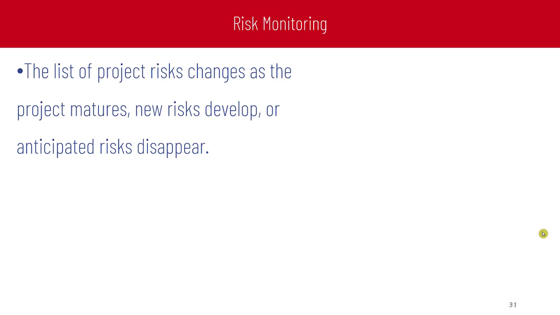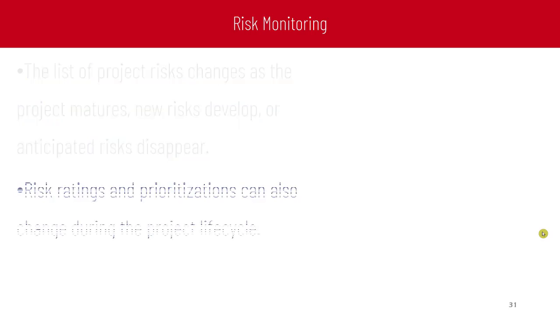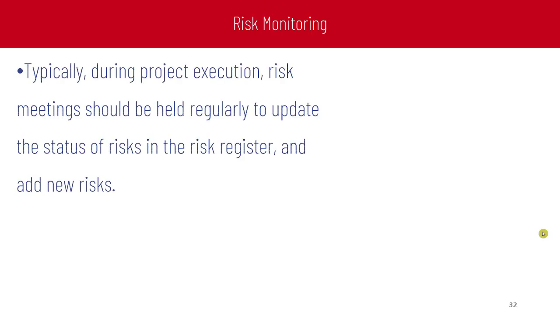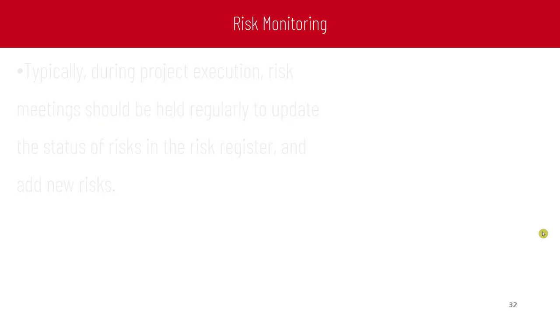The list of project risks changes as the project matures. New risks develop or anticipated risks disappear. Risk rating and prioritization can also change during the project life cycle. Typically, during project execution, risk meetings should be held regularly to update the status of risks in the risk register and add new risks.